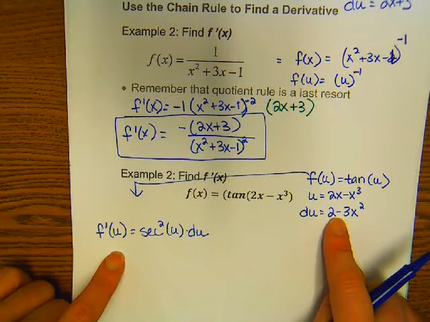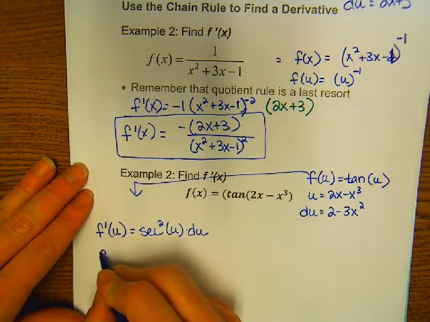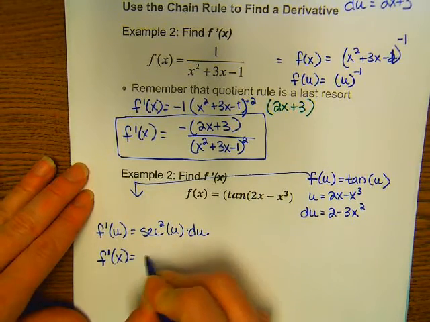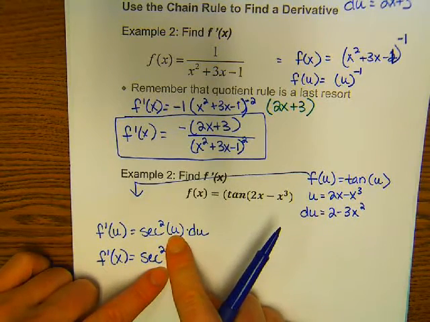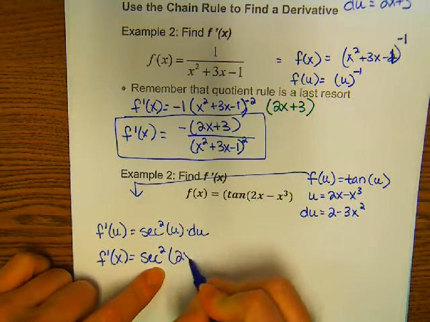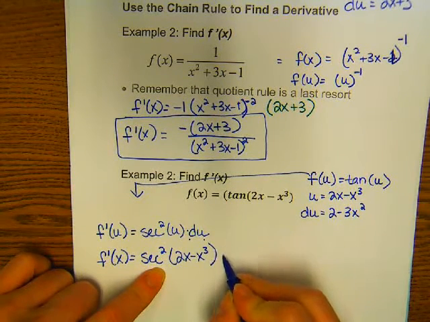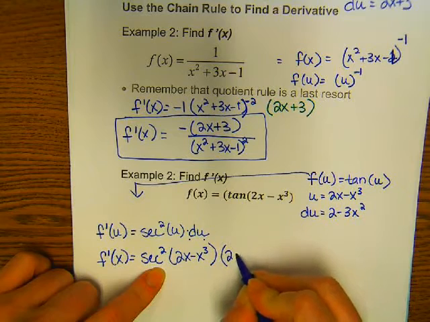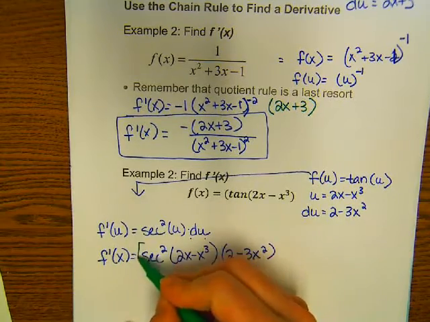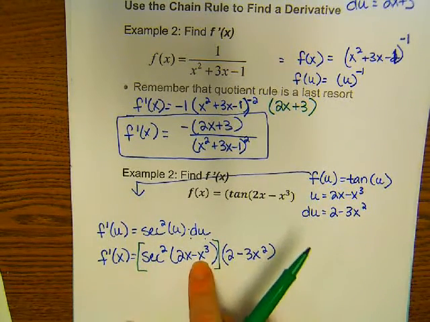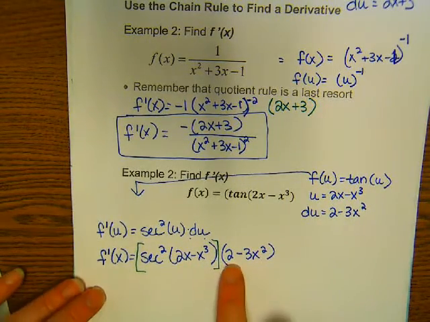Okay. All right. So really what we're doing then, let's rewrite it in terms of x. We're going to sub it back in. It's secant squared of, what was u again? 2x minus x cubed, times du, which should be times 2 minus 3x squared. Let's keep in mind here that this is one thing because it's the secant squared of this angle, okay? And then it's most proper to write this out in front.